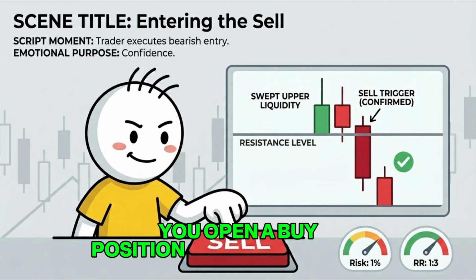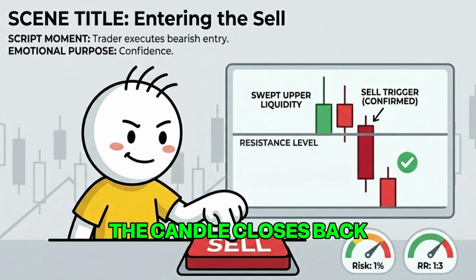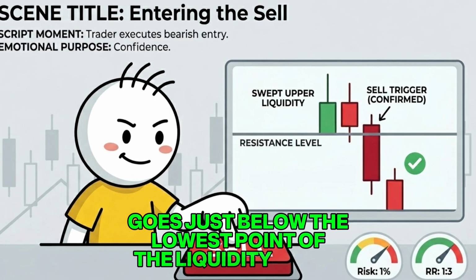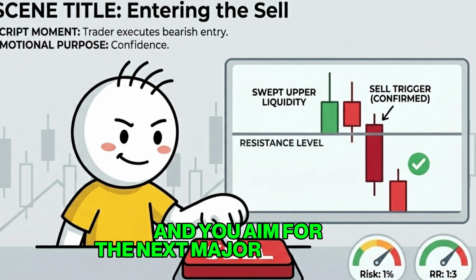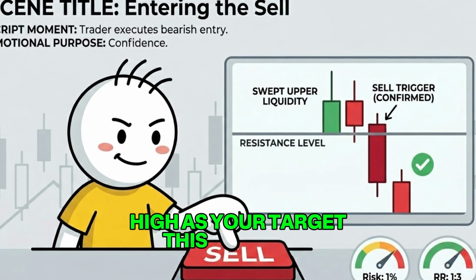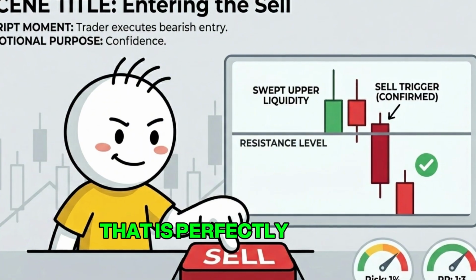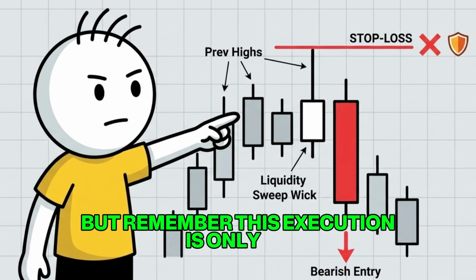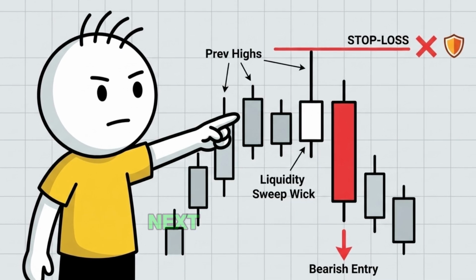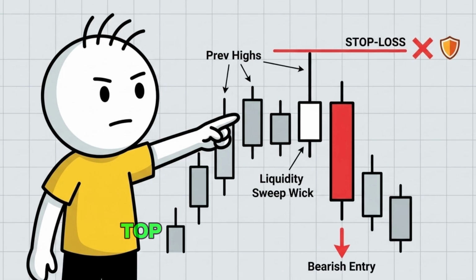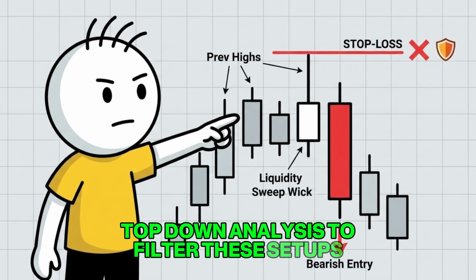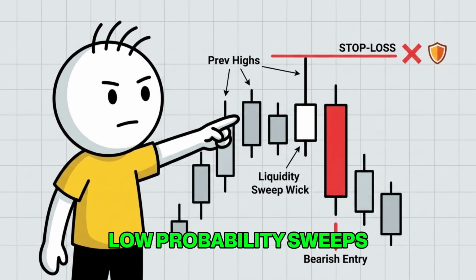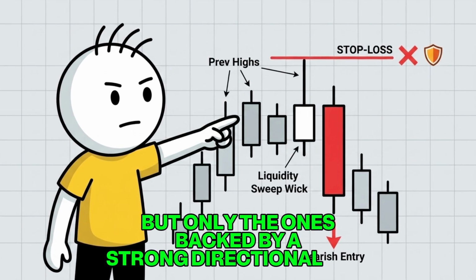You open a buy position the exact moment the candle closes back above that key level. Your stop loss goes just below the lowest point of the liquidity sweep, and you aim for the next major structure high as your target. This gives you a precision entry that is perfectly aligned with institutional flow. But remember, this execution is only one half of the equation. Next, I'm going to show you how I use a fast top-down analysis to filter these setups. This ensures we don't just take random low probability sweeps, but only the ones backed by a strong directional bias.